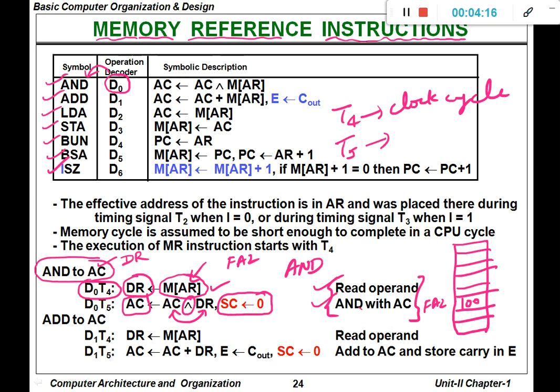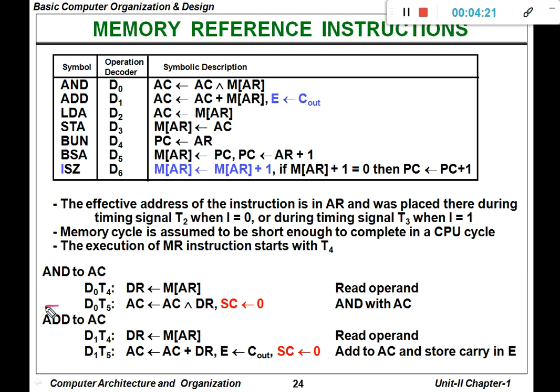The second memory reference instruction is the add operation. The add operation will also contain 2 micro instructions. What are they? First one, read operation. Second one, add to accumulator register and store carry if any in expanded bit E. The first operation is, as we have seen in the previous operation, move the content M of AR to data register.